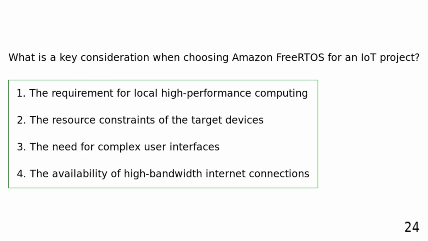What is a key consideration when choosing Amazon FreeRTOS for an IoT project? The requirement for local high-performance computing. The resource constraints of the target devices. The need for complex user interfaces. The availability of high-bandwidth internet connections.